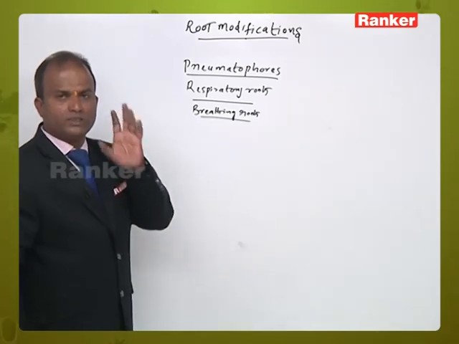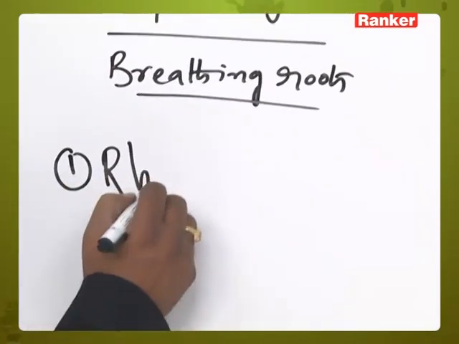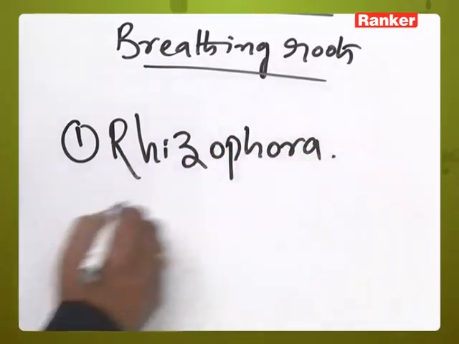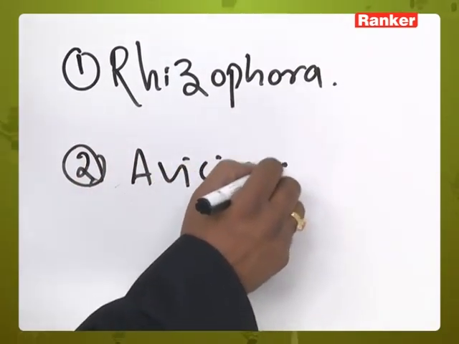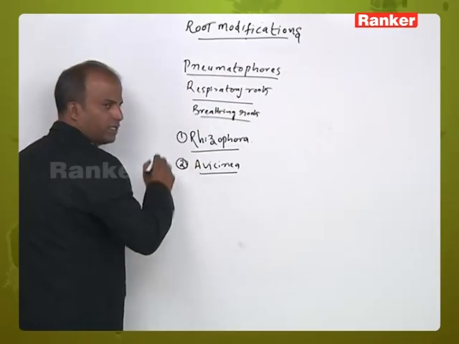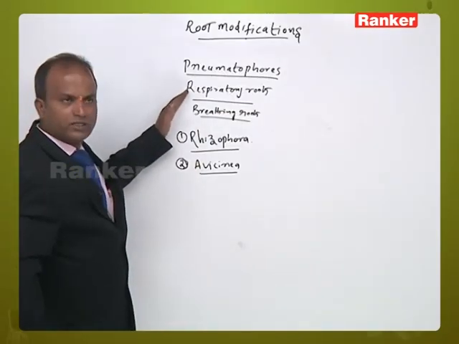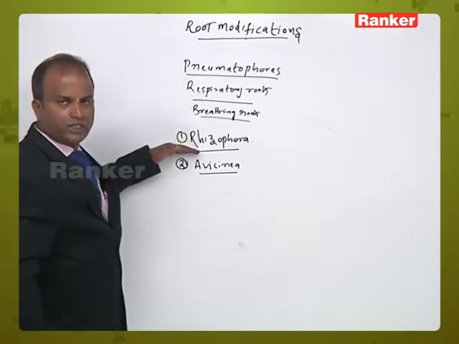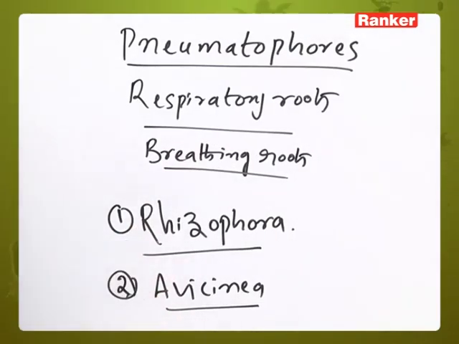What are the main examples? It shows two examples. One is Rhizophora, and the second one is Avicennia. Nematophores, also called respiratory roots or breathing roots. What are the two examples? That is nothing but Rhizophora and Avicennia.